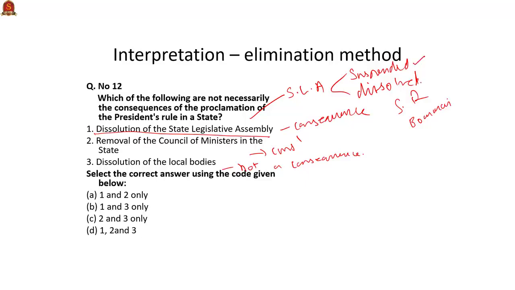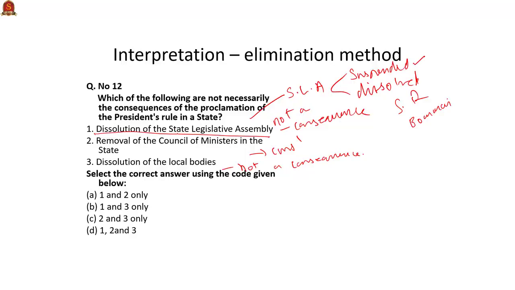Only after getting approval from parliament do you have to dissolve the state legislative assembly. So whenever a presidential rule is proclaimed in a state, there is no direct consequence. It is not necessary that the state legislative assembly shall be dissolved. So you may say the first statement is also not necessarily a consequence, because the suspension of the state legislative assembly is the first consequence. Only in case of approval of parliament will dissolution of the state legislative assembly come. So the first statement is not a direct consequence.